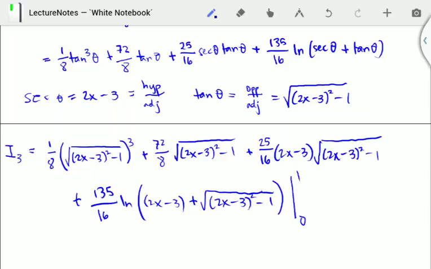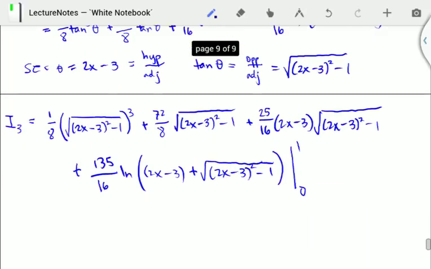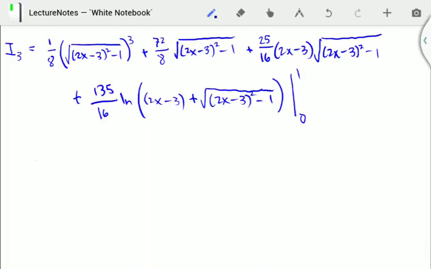Okay? So now, this is the fun part. When x is equal to 1, what happens? Let's look at the first term. You have 1/8. So let's put a curly brace there to remind us that we're evaluating at 1. 2 times 1 is what? 2 minus 3, negative 1. Squared is 1. 1 minus 1 is 0. So every time you see this square root term, 2x minus 3 squared minus 1, when you evaluate it at 1, that gives you 2 minus 3 is negative 1, squared is 1, minus 1 is 0. So every time you see that term, that is 0.